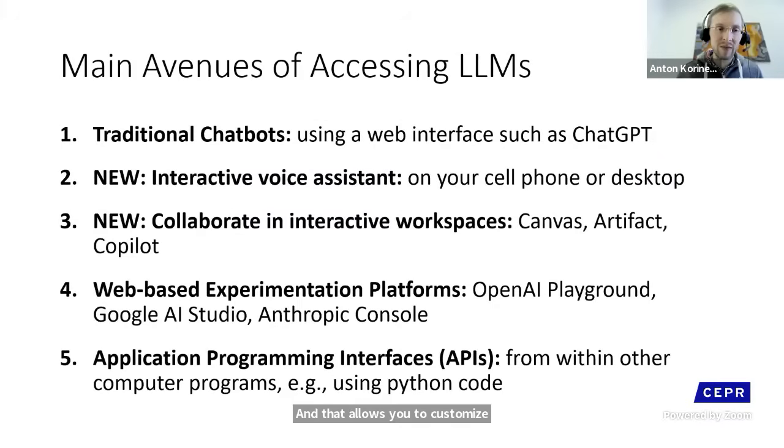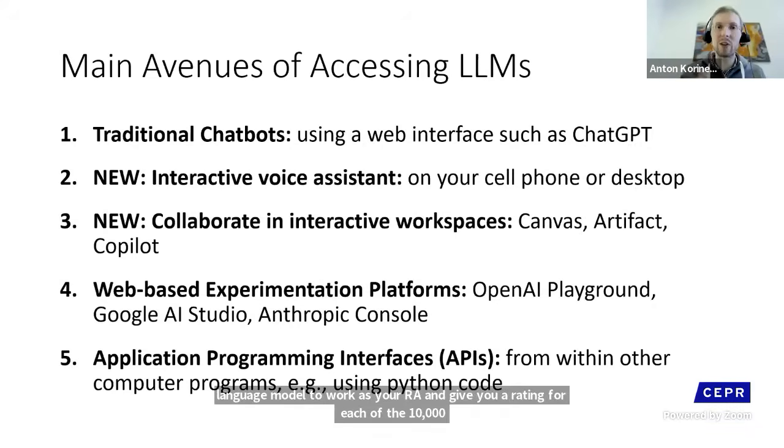And moreover, there are also application programming interfaces that allow you to call up language models from within your own computer programs. So this is what you use if you want to analyze, for example, I don't know, 10,000 tweets automatically, and you want the language model to work as your RA and give you a rating for each of the 10,000. Is this positive or negative or neutral?